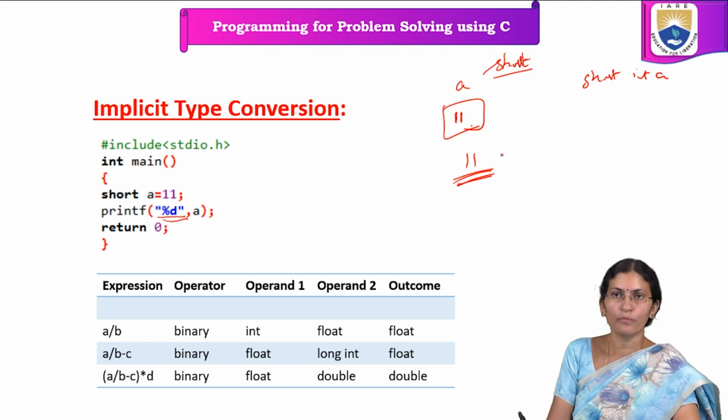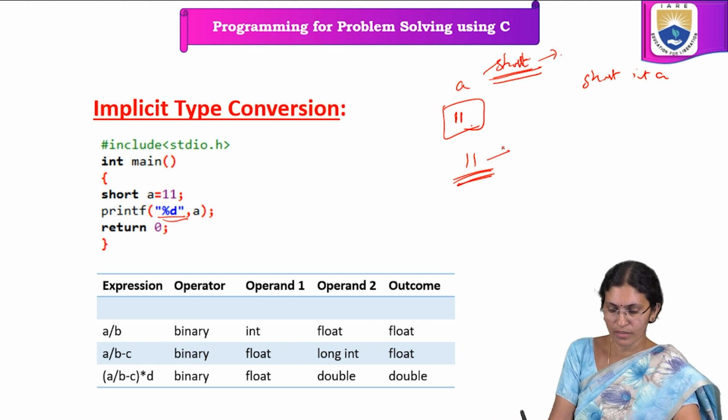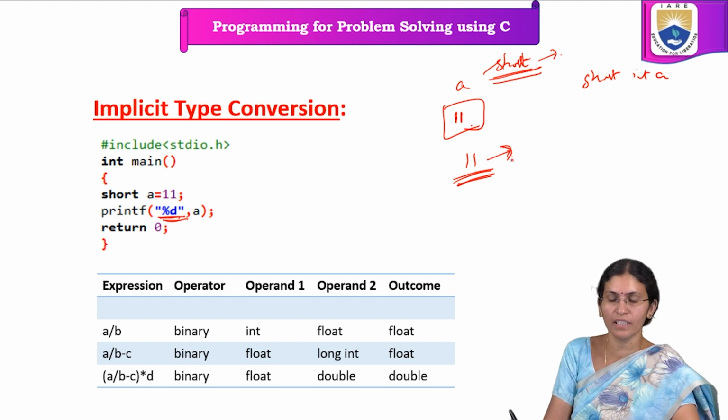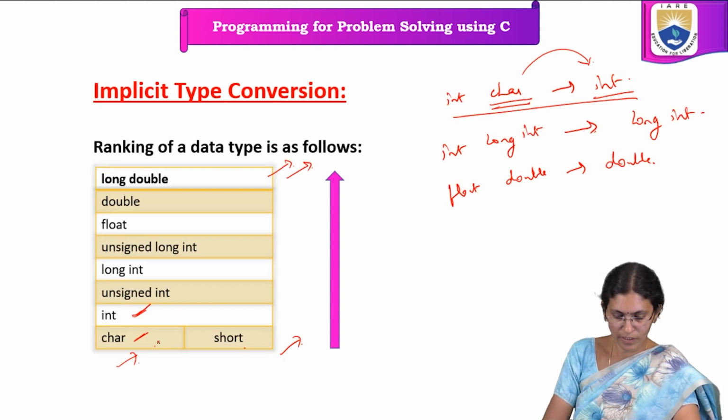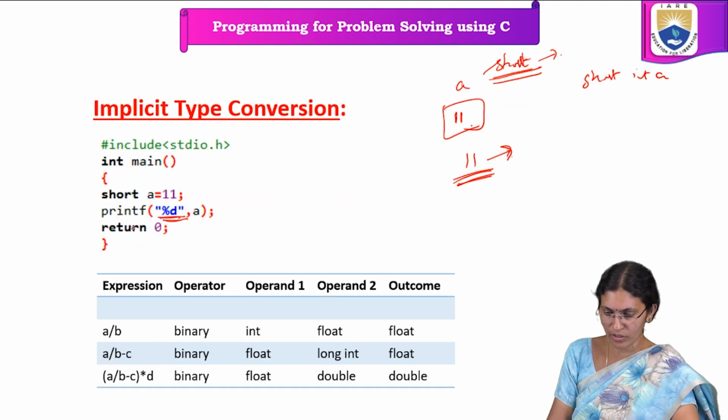This is also automatic type conversion. We have declared a variable with short as the data type, but the value is printed by using %d as the format specifier. So we are printing an integer value, and even then we get the output. Why? Because when we have a short variable, short is automatically converted to integer.